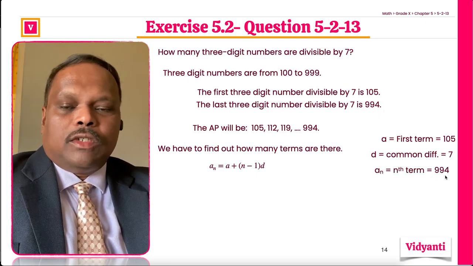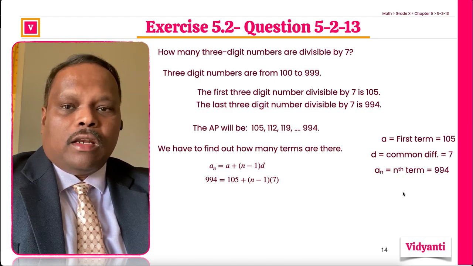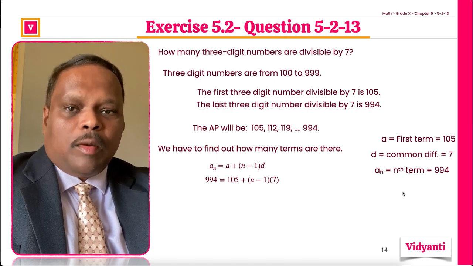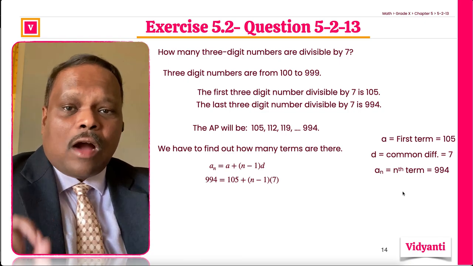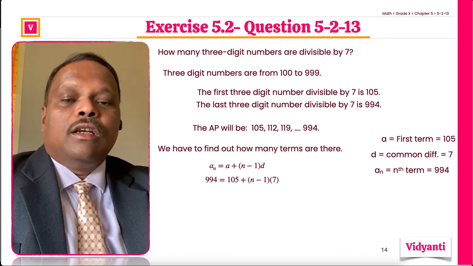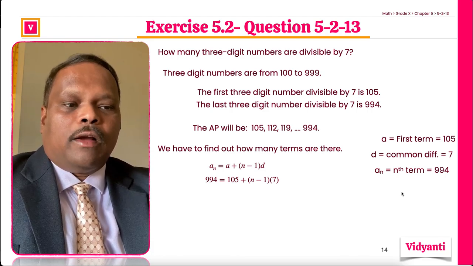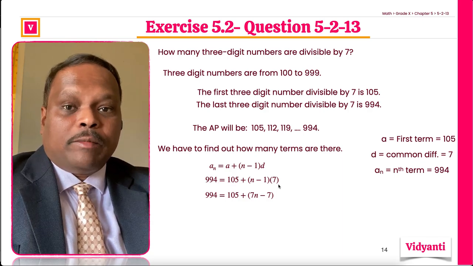Now, the nth term, which is the last term, 994, we are interested in getting the value of n, how many terms. Remember, we are not interested in their total. We're just interested in the count, how many terms. So we are interested in n, and we'll be using the first formula. Now, it's just a matter of substitution. Everything is known except n.